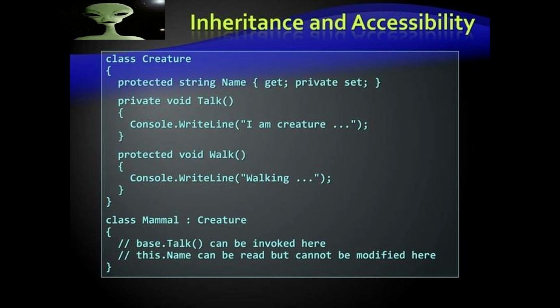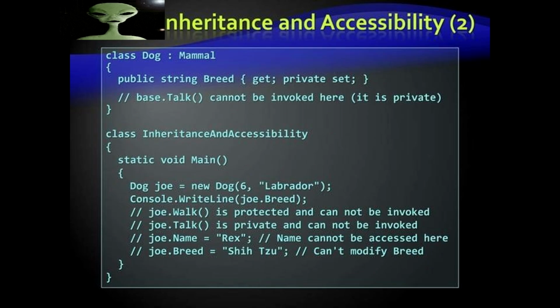Here is an example. For this creature class, its name is protected, which is gettable by any derived classes, but not settable by anything but this creature. Its talk method is private, and its walk method is protected. The mammal, which is a subclass of creature, cannot invoke the private talk method. It can read the name as it is protected, but it cannot set it.